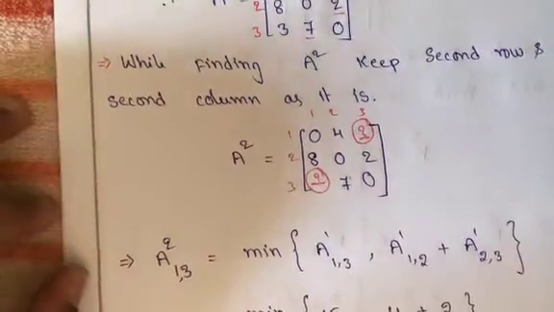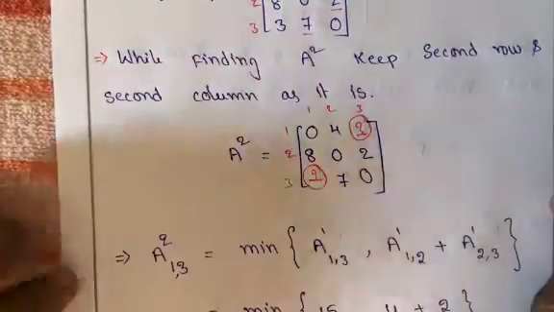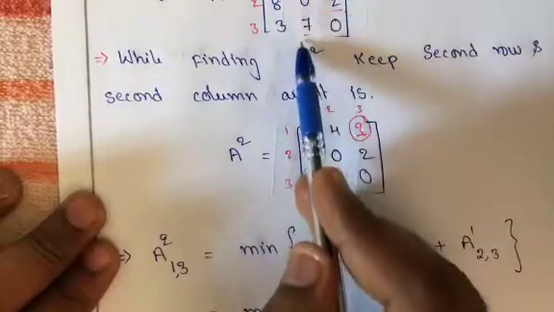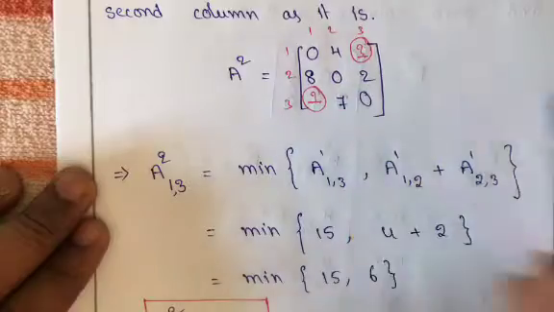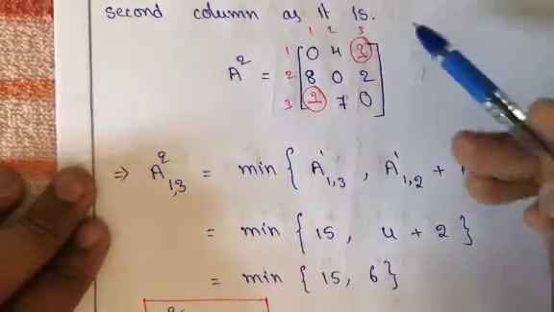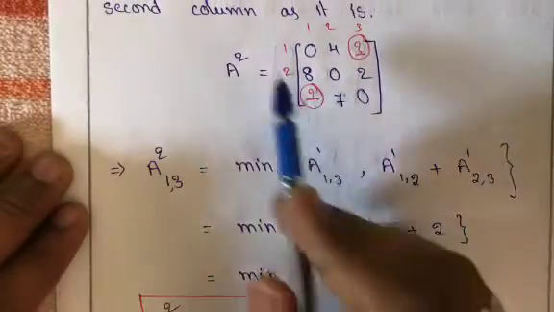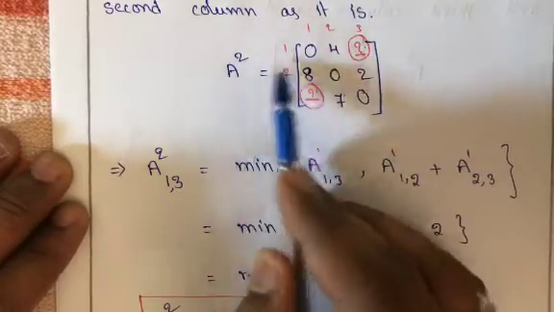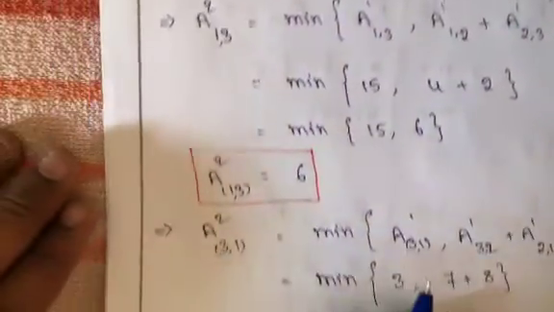So while finding A2, keep the second row and second column as it is. Here the second row is 8 0 2 and the second column is 4 0 7. I am going to keep these two values as they are, and the diagonal element should always be 0. So I need to find these two values: A2 of 1 comma 3 and A2 of 3 comma 1.